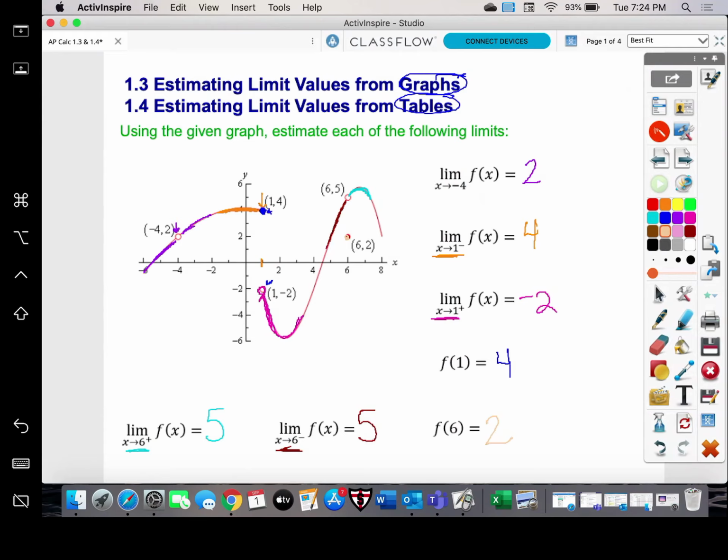Now, things to observe from this slide before we move on to another example are this. Sometimes our function values are equal to one of the left or right hand limits, and sometimes our function values are not equal. So anything can happen when we're talking about limits. They don't have to be equal to their function values, but sometimes they are.